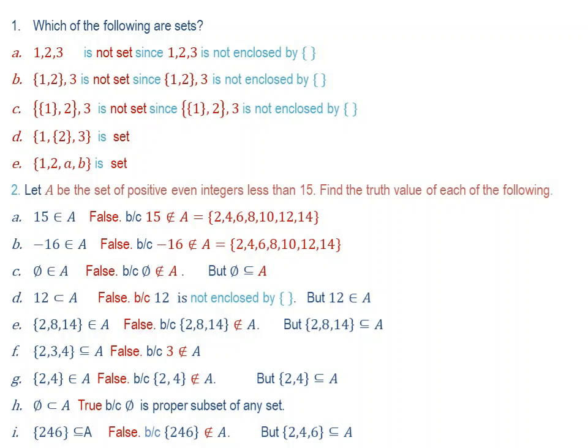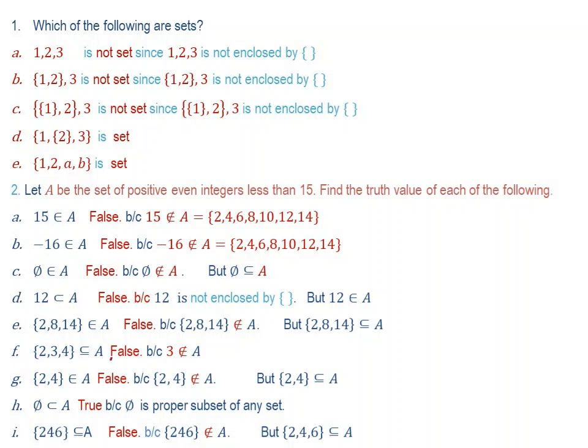The set containing 2, 8, 14 is an element of A is false, because the set containing 2, 8, 14 is what? It is a set, not an element. Therefore, if this is not an element, rather it is what? A subset of A. F. The set containing 2, 3, 4 is a proper subset of A.